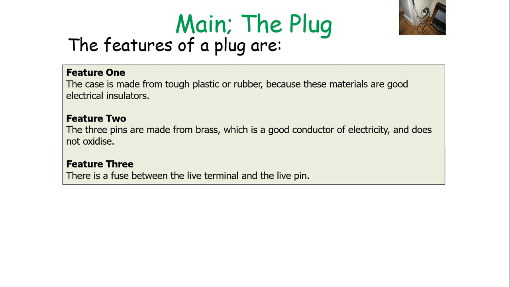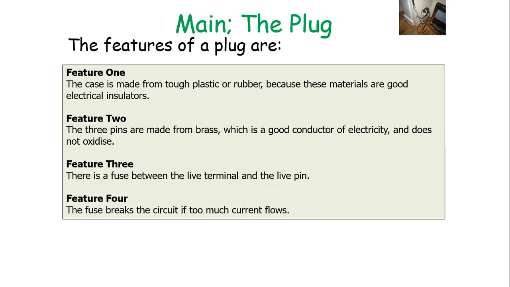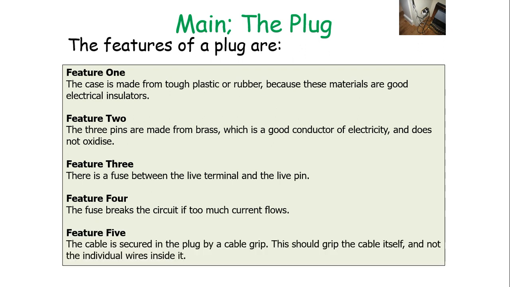Feature 3. There's a fuse between the live terminal and the live pin. Feature 4. The fuse breaks if the current in the circuit is too high. And then feature 5, the cable is secured in the plug by a cable grip, so it grips the cable itself, not the individual wires. It holds the cable in place.